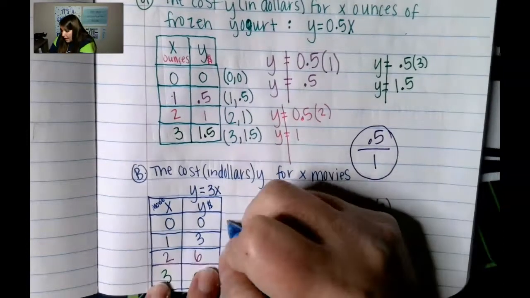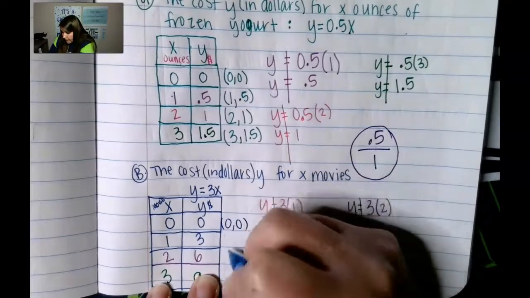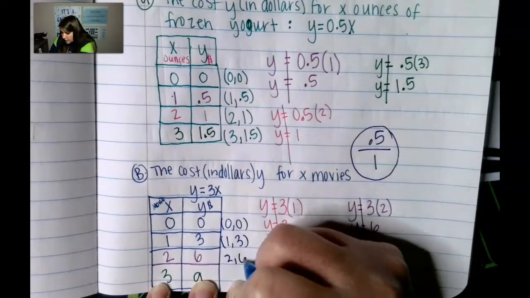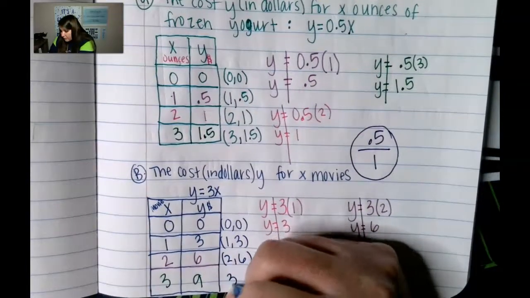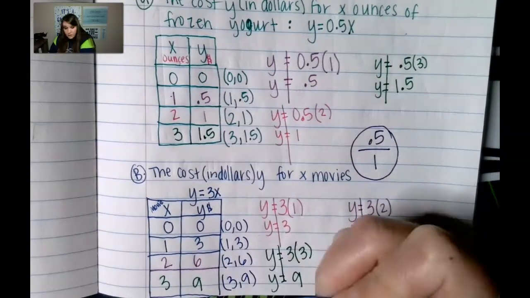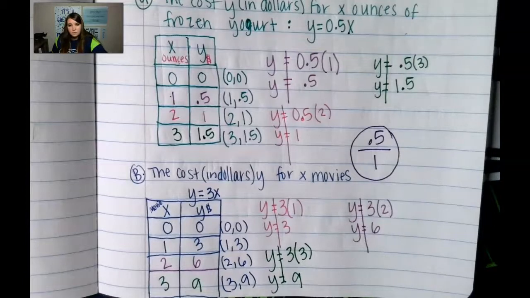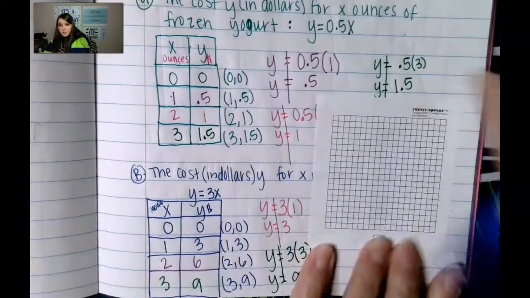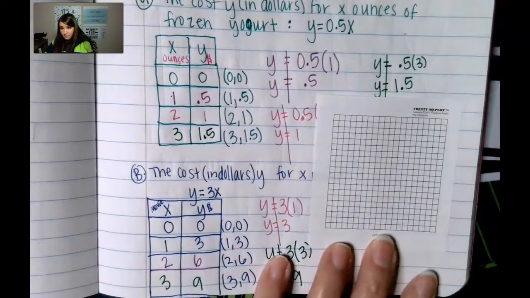So we're going to now take these ordered pairs and we are going to put them on a graph. So I have 0, 0. I have 1, 3 for my ordered pair. I have 2, 6. And I have 3, 9. So my job now is going to be, again, to use my graphing sticky notes, and I am going to graph the cost per movie.